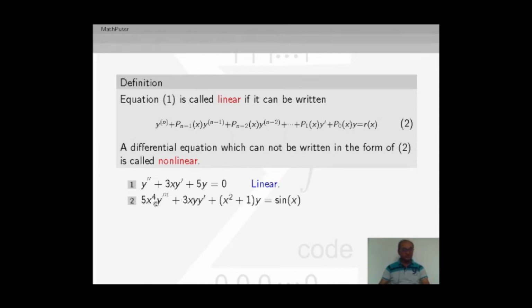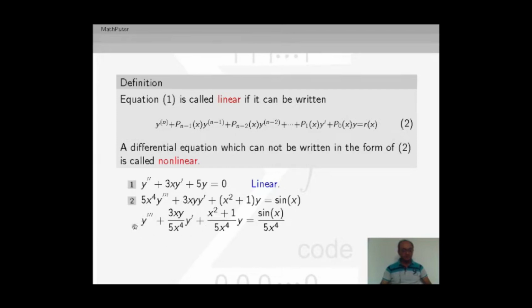The second example, 5x raised to 4 y triple dash plus this. In this form, the highest order derivative term has coefficient 1. Here the highest order derivative is 3, which must have coefficient 1. So we need to divide both sides by 5x raised to 4. After dividing by 5x raised to 4, we have y triple dash plus 3xy upon 5x raised to 4 y dash plus (x square plus 1) upon 5x raised to 4 into y equal to sin x upon 5x raised to 4. This is very simple mathematics; I just divided both sides by 5x raised to 4.